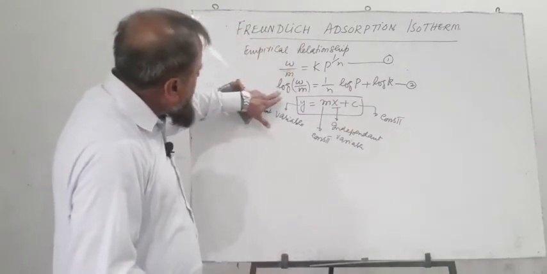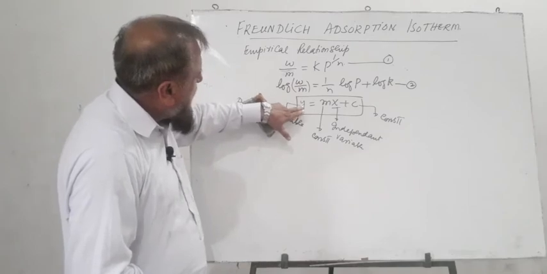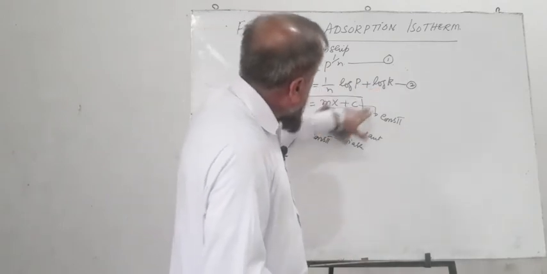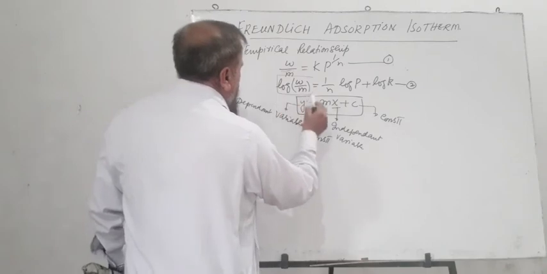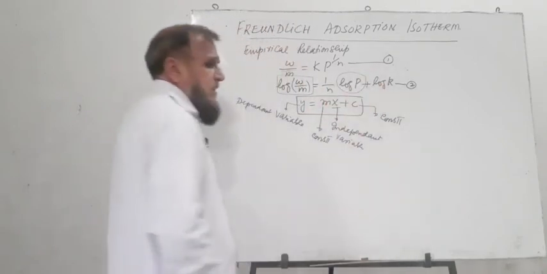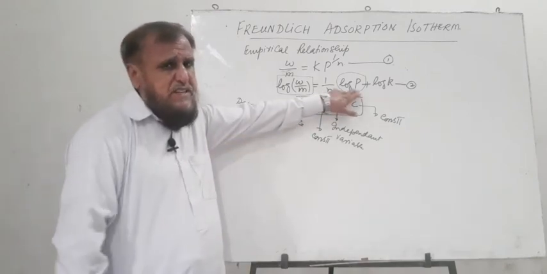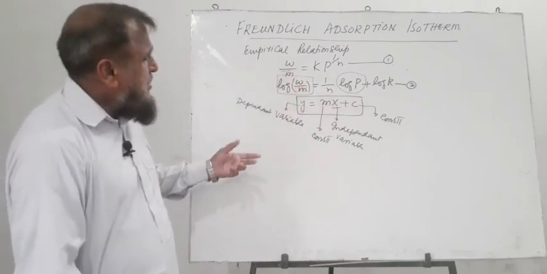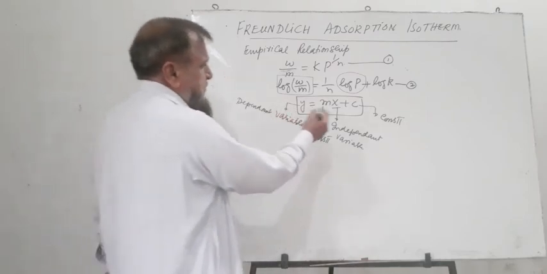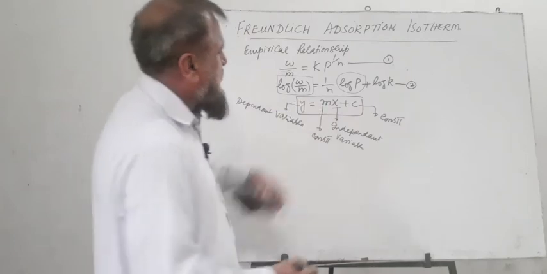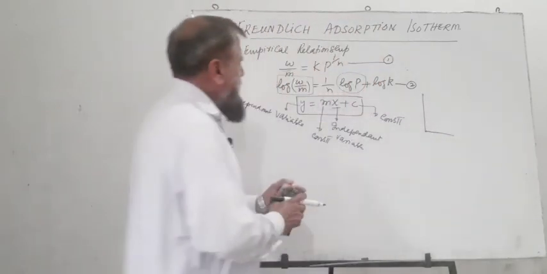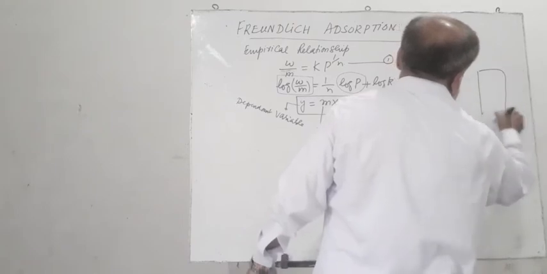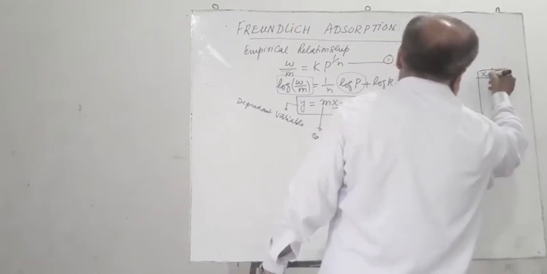Now, if we compare it, in this case, log W by M is represented by Y, 1 over N is equal to M, log P is equal to X, and log K is equal to C. Now in this case, log W by M and log P are variables. Whenever we change the external pressure of gas on the surface of adsorbent, the extent of adsorption changes with the change in pressure. Now for any equation of straight line of the type y is equal to mx plus c, if we change x and find the values of y for different values of x, we can plot a graph.